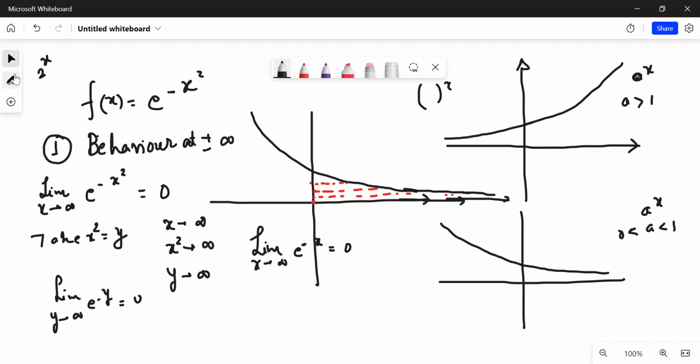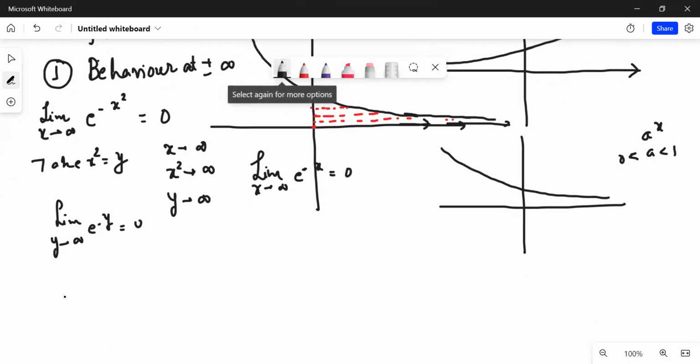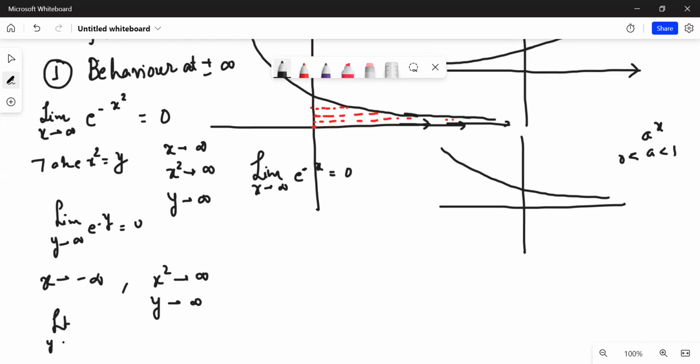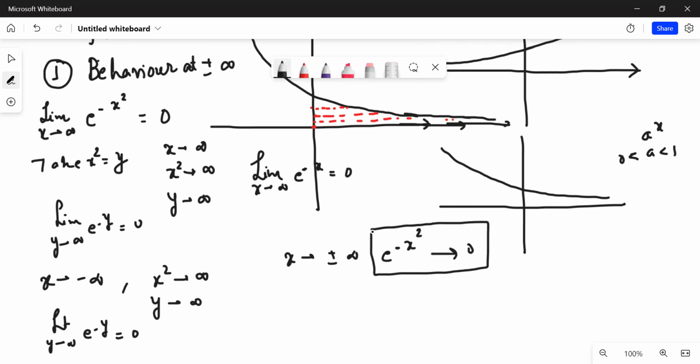Is that clear? And similarly, if your x is tending to minus infinity, it implies your x square tends to infinity, it implies your y tends to infinity. Again, limit y tends to infinity, e की power minus y, this will go towards 0. So in any case, as x tends to plus minus infinity, your e की power minus x square would go towards 0. Is that clear or not clear? So this is how your function would behave.